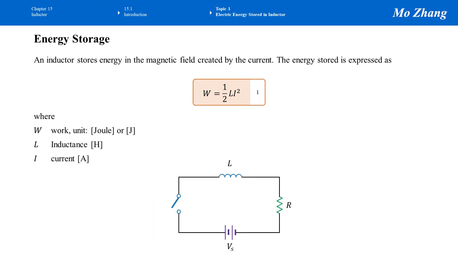Let's look at this circuit again. The circuit has 1 voltage source, an open switch, inductor L, and resistor R. Initially, the switch is open. As soon as we close the switch, the current forms and starts to flow in the circuit. We want to find the total energy stored in this inductor. That is, W equals 1/2 Li squared.